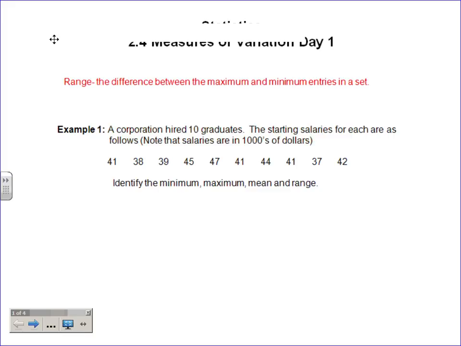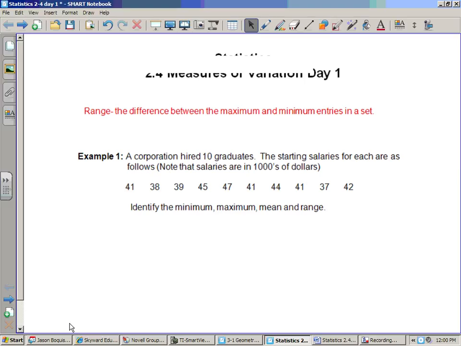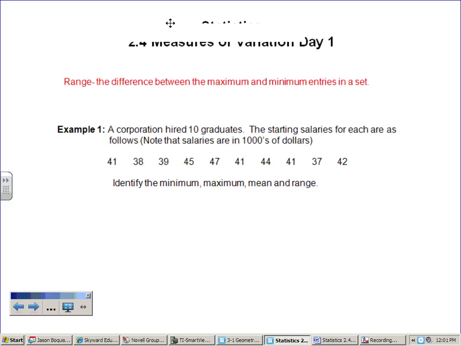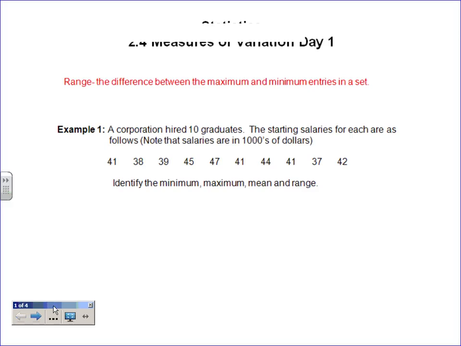Okay. Here it says identify the minimum, maximum, mean, and range. So why don't you take a few minutes to take care of that? It shouldn't take you too long. All right. So again, hopefully it took a few seconds to do that.